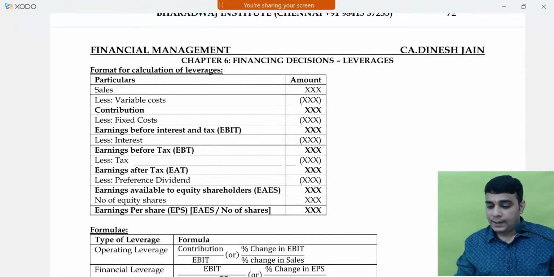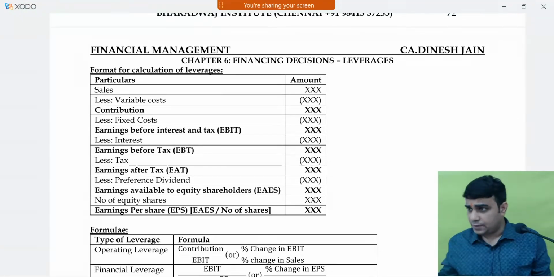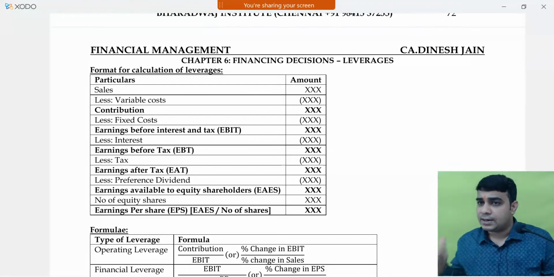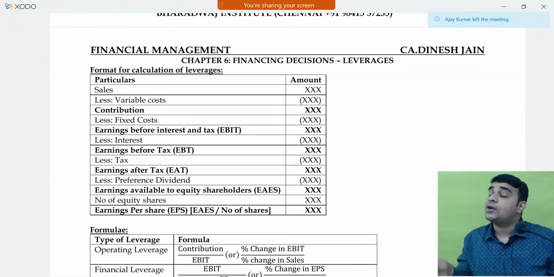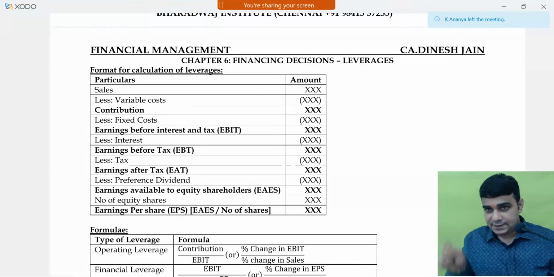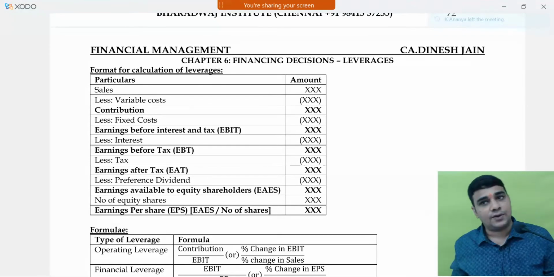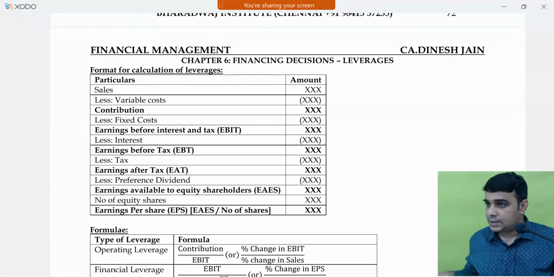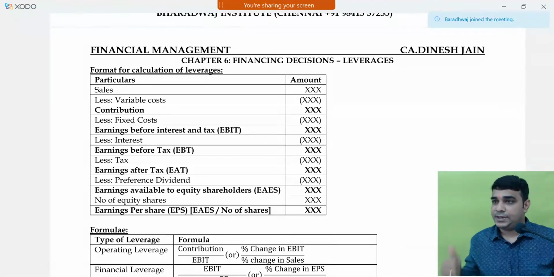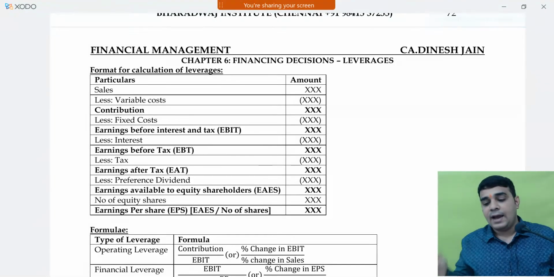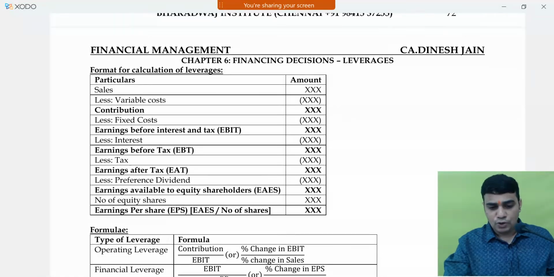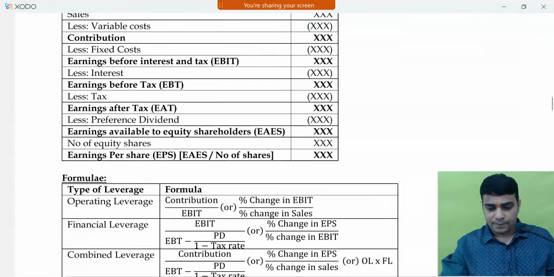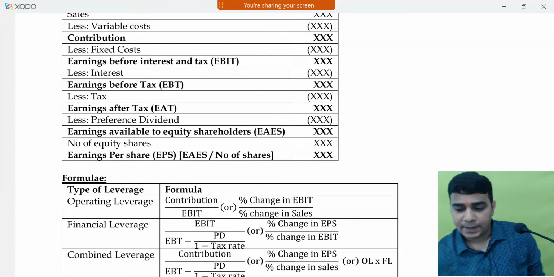So broadly, there are three types of leverages. Operating leverage occurs because there is fixed cost in the cost structure of the company. Financial leverage occurs because there is fixed capital which leads to interest and preference dividend, and combined leverage is a combination of these two, which is OL into FL. Go through this part, go through the format and the formula.